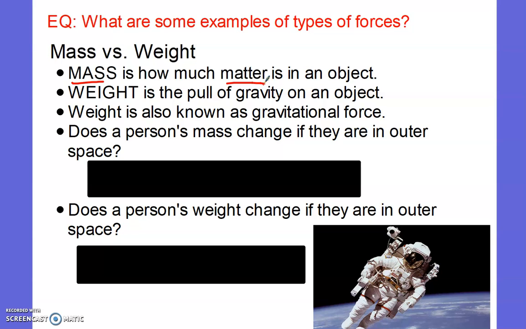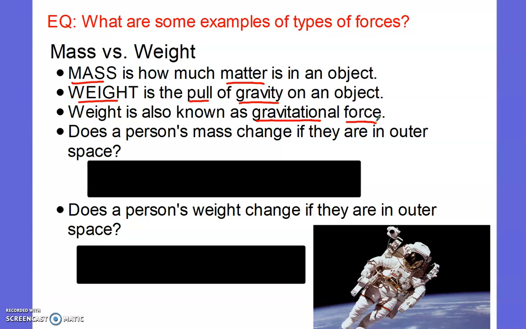Weight, on the other hand, is a force, and a force is a push or a pull. In this case, it is the pull from gravity, from the planet that you're standing on, or perhaps a moon that you're standing on. Another name for weight is gravitational force, since it is the force or pull of gravity.